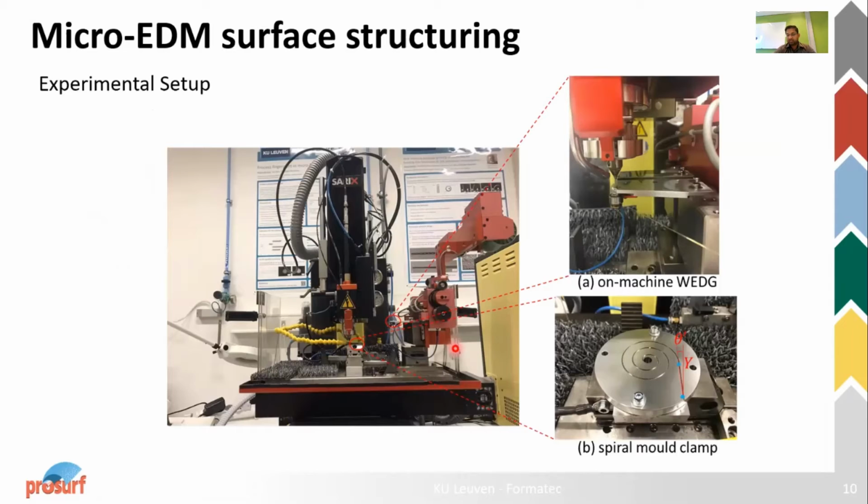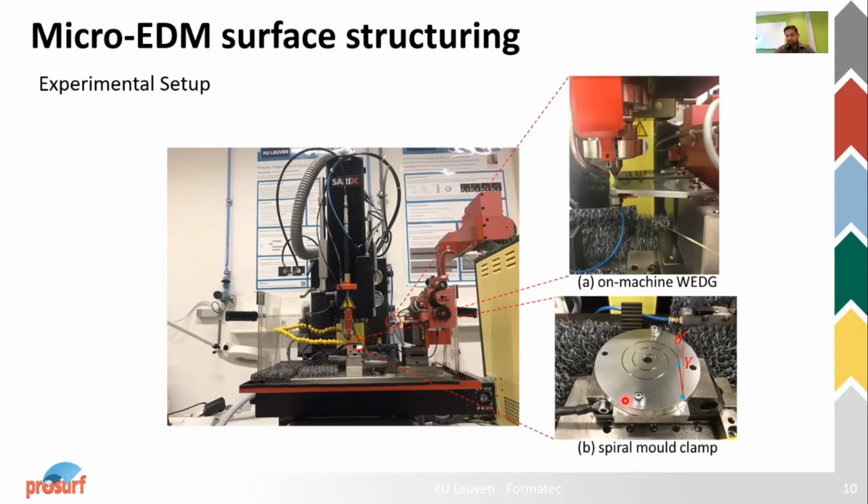It's a 3-axis microEDM machine. You all know microEDM is based on the principle of spark erosion, so we remove material by spark. We also have an on-machine wire electrode dressing grinding technique, with which we can customize the tool diameter, which is not available in standard sizes from the supplier. First, we tried this approach on a spiral mold.